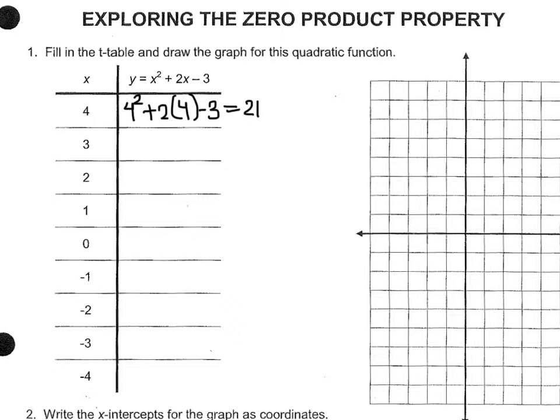Now let's do another one that's a little more challenging. How about we do -1. Remember, wherever there's an x, replace it with -1. So be careful on this. Remember, it's -1 squared, and then plus 2 times -1, minus 3. Be careful with your integers here. -1 squared is 1, minus 2, minus 3. So 1 minus 2 is -1, minus 3 is -4.